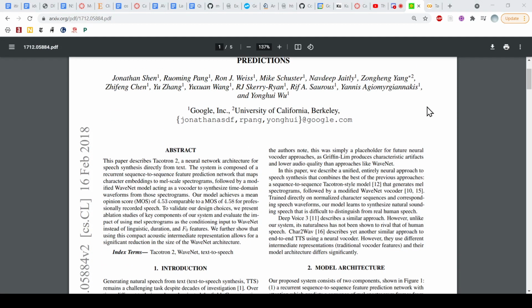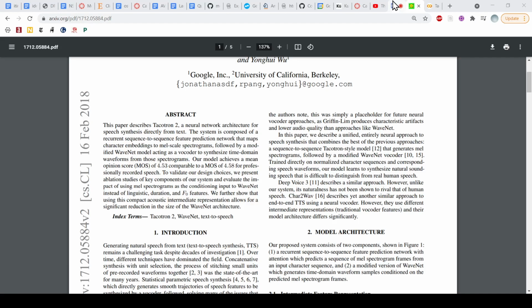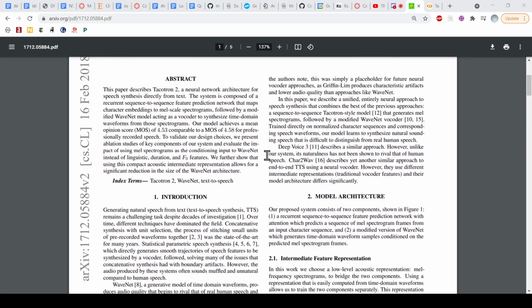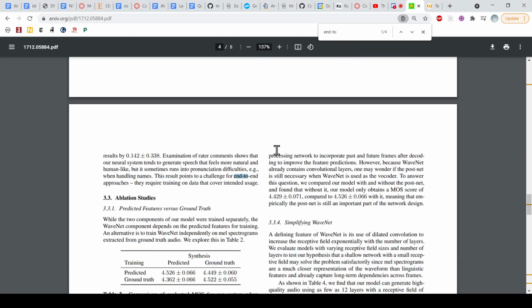Yeah, so Tacotron 2. One of the few things I know about this is it's text to speech, as seen in the index terms. So it's just taking in characters and converting them to speech. It's end to end, I guess, by my understanding. Let me make sure. People usually brag about it if it's end to end. I think, yeah. This result points to, yeah, so this is end to end.